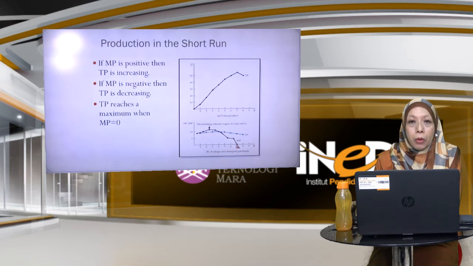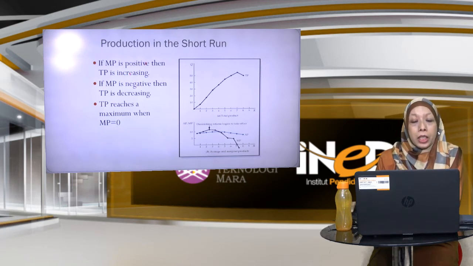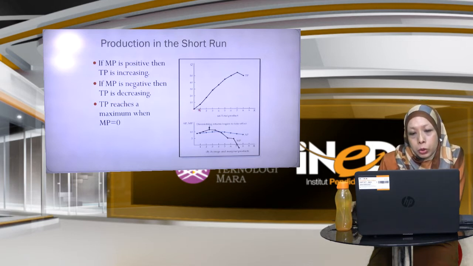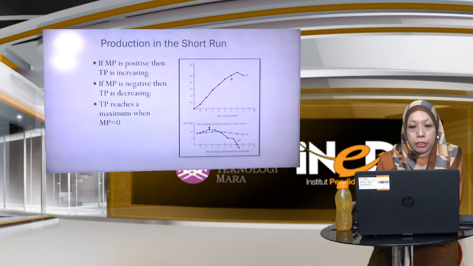Now why is that the case? Well, marginal product measures the change in total product when you add in 1 unit of variable input. So in other words, marginal product measures the slope of the total product curve. As you go along the total product curve, you can see that initially total product increases at an increasing rate, so the curve is very steep.